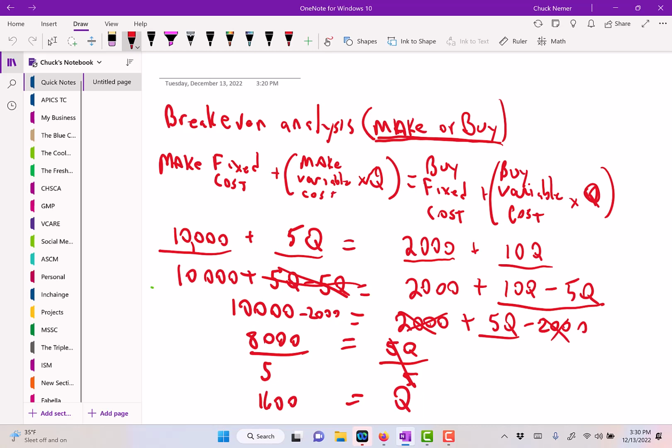So at 1,600, that's when it moves from making it to buying it. Okay? So everything up to 1,600 would make sense that you make it. Then you would turn around anything over that. If your volumes are more than that, that's when you would decide to buy it instead. So that's the break-even analysis.